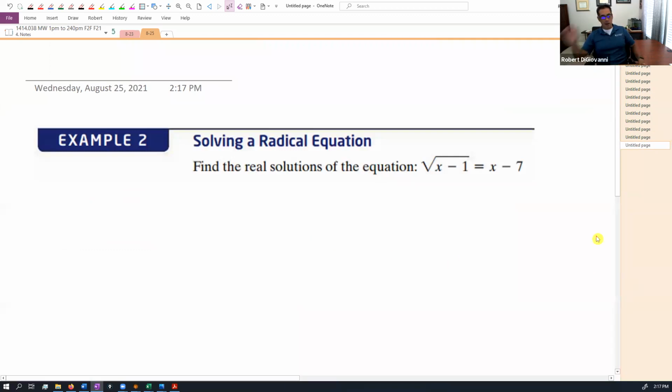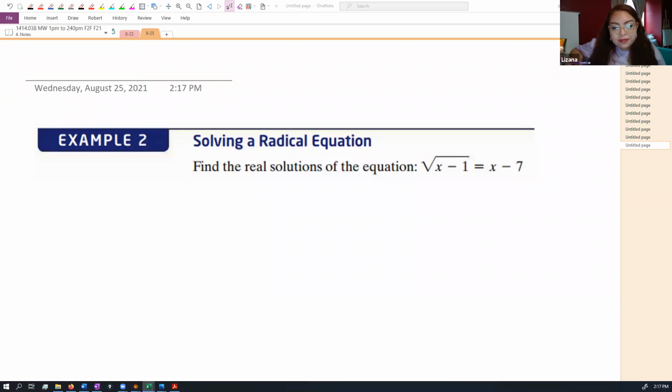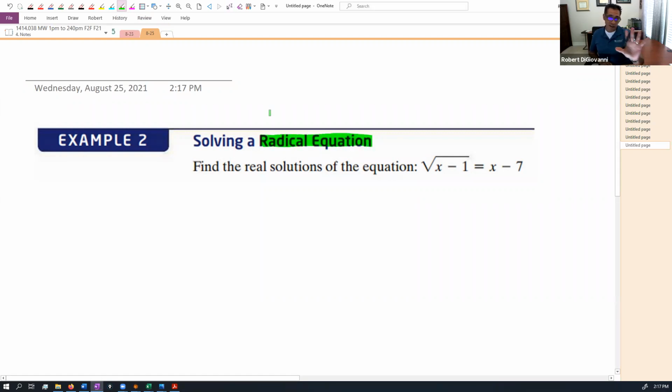All right, solve the radical equation. First step, Lizana. All right, Lizana, we have a radical equation. Now, had they not told you it was a radical equation, you would have to recognize it because of the radical, right? Because of the square root, you would need to know, oh, that's a radical equation. So our first step, Lizana, is to do what? What was the first step for radical equations?